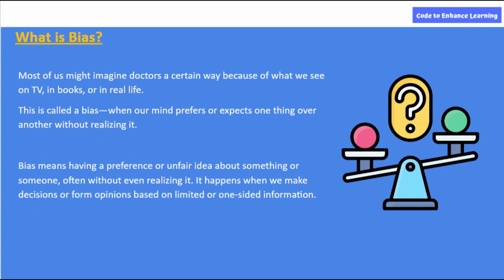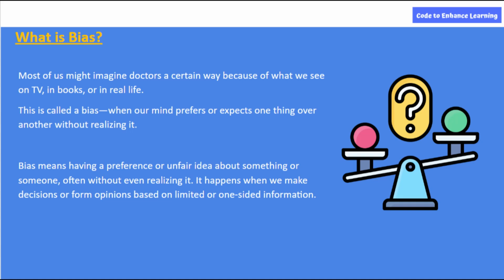Let's talk about something very important, which is called bias. Now, let's think about the drawing we just made in the last activity. Most of us might have imagined the doctor in a similar way, maybe a man wearing a white coat and a stethoscope. But have you ever thought why? It's because of what we see around us on TV, in books, or in real life. That's what we call a bias.